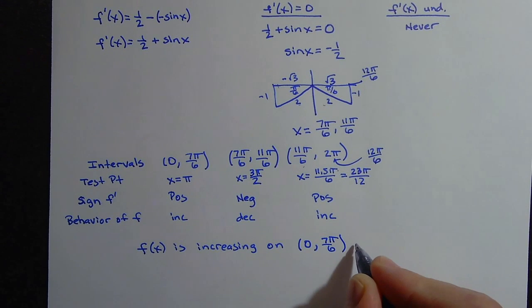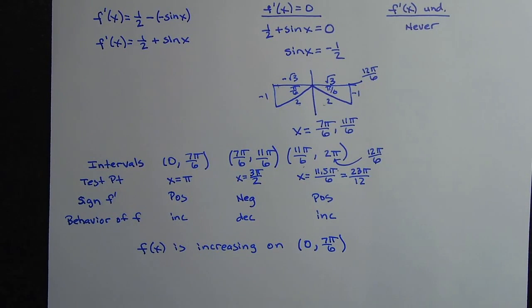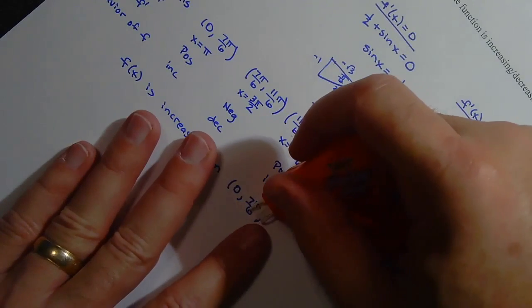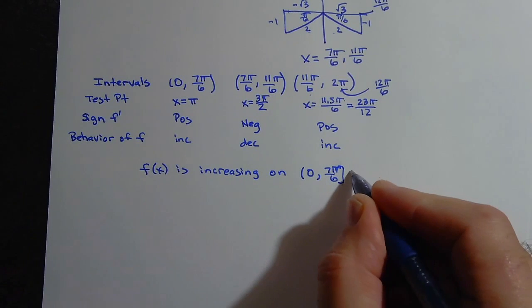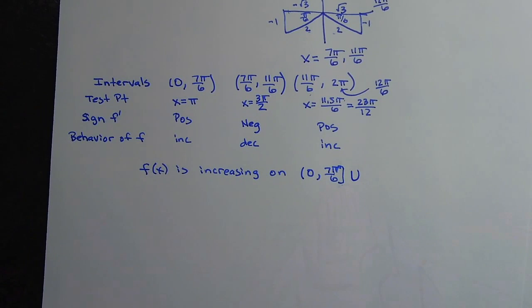And then, I'm sorry, I should have put a bracket on that, right? You probably were just saying that to yourself, right? So let me white out that. Okay, so 7 pi over 6 with a bracket, and then a union. You could also write and, okay?